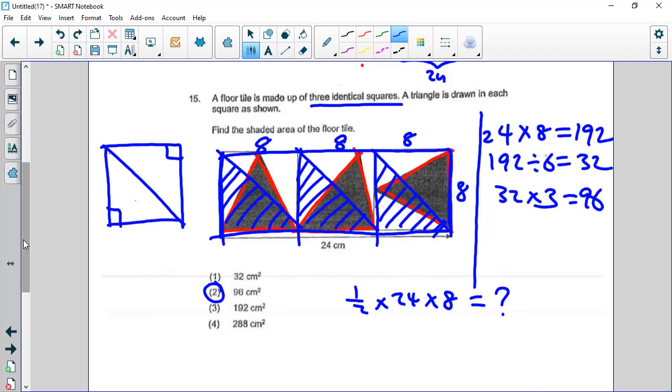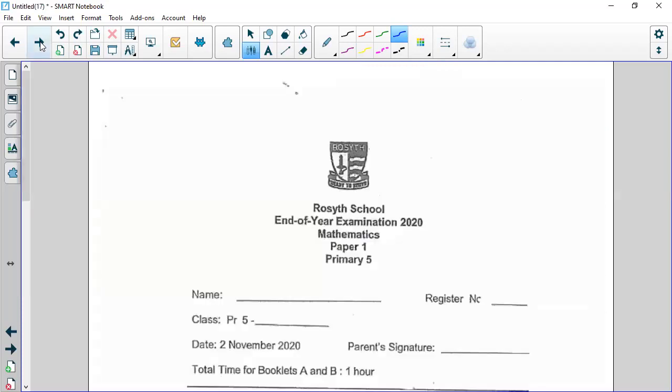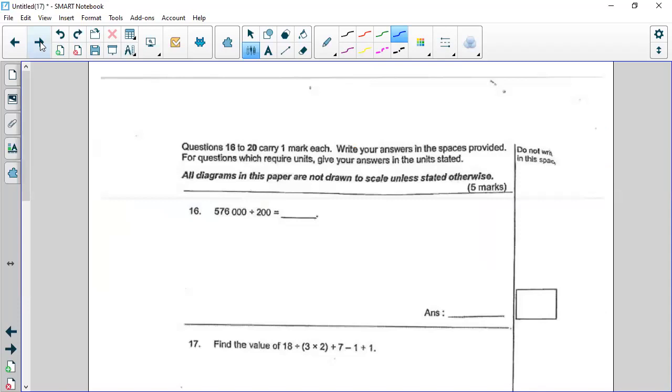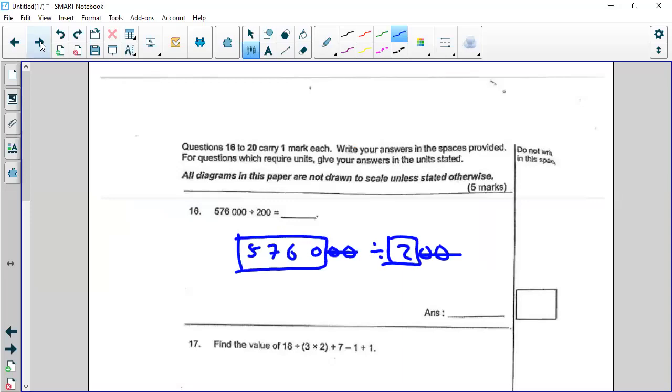All right, clear so far, Jordan? Let's go to the easy questions again. Now, how to cancel the zeros? 576,000 divided by 200, you cancel 2 zeros, and here also cancel 2 zeros, and then you will see something like this. Now this one, you cover the 0, and you take 576 divided by 2. There will be no shortcut. This one you have to do some working already.